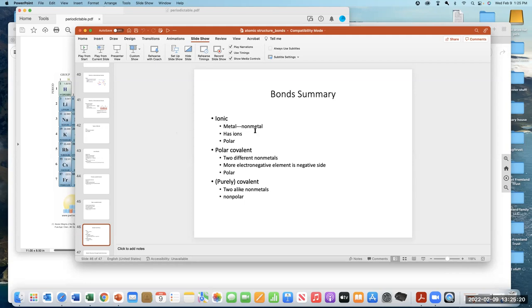Ionic is going to be between a metal and a nonmetal. It has ions. That's how you can remember it. Metals are going to give away their electrons to nonmetals. And of course, they're going to be polar because if I lose electrons, I'm positive. If I gain them, I'm negative.